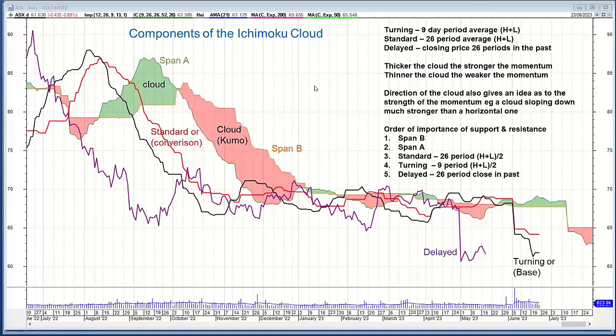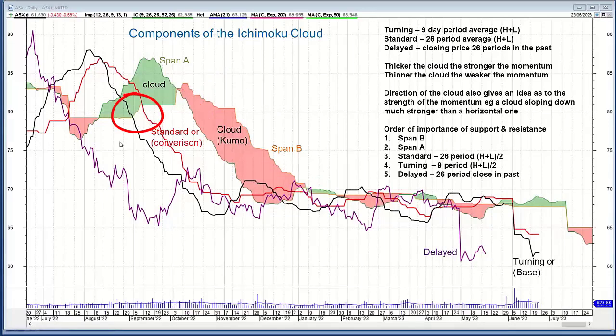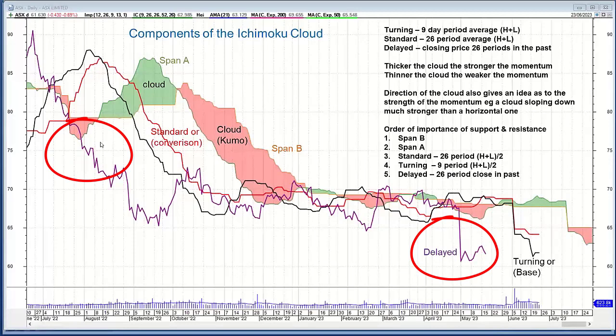But it shows the 5 components. The first one being the cloud. The green cloud is an uptrend. The red cloud obviously a downtrend. We've got a span A, which is a shorter moving average. We've got span B, which is a longer moving average. And we've got 2 crossover lines. And this purple line, which is called a delayed.